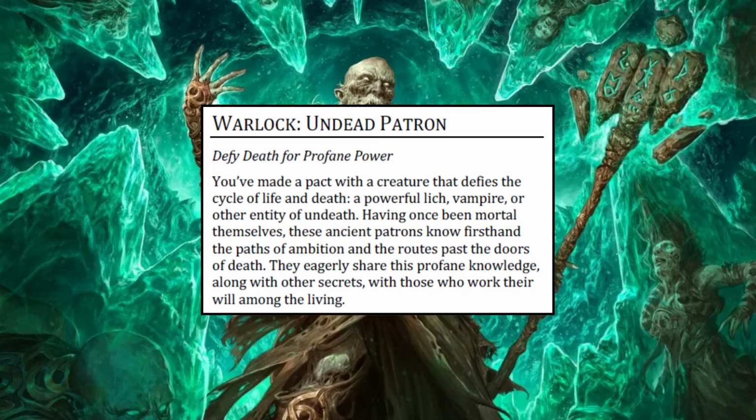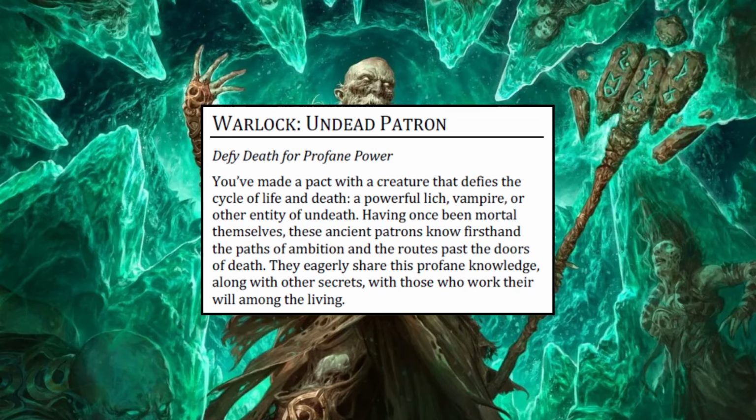You've made a pact with a creature that defies the cycle of life and death, a powerful lich, vampire, or other entity of undeath. Having once been mortal themselves, these ancient patrons know firsthand the paths of ambition and the routes past the doors of death. They eagerly share this profane knowledge, along with other secrets, with those who work their will among the living. So this is the text for the Undead Patron, and it's pretty similar to what we got before.